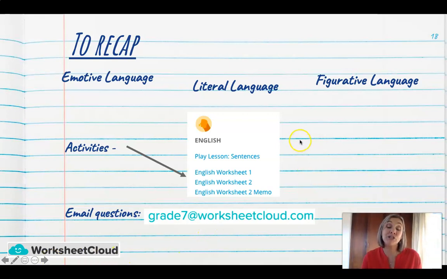If you close this video at this point, you'll come to a screen that looks like this, and there will be some activities for you to do. You can choose, there might be one or two, or you can do all of them, but definitely I would suggest that you do it just to recap and make sure that you've understood this lesson.